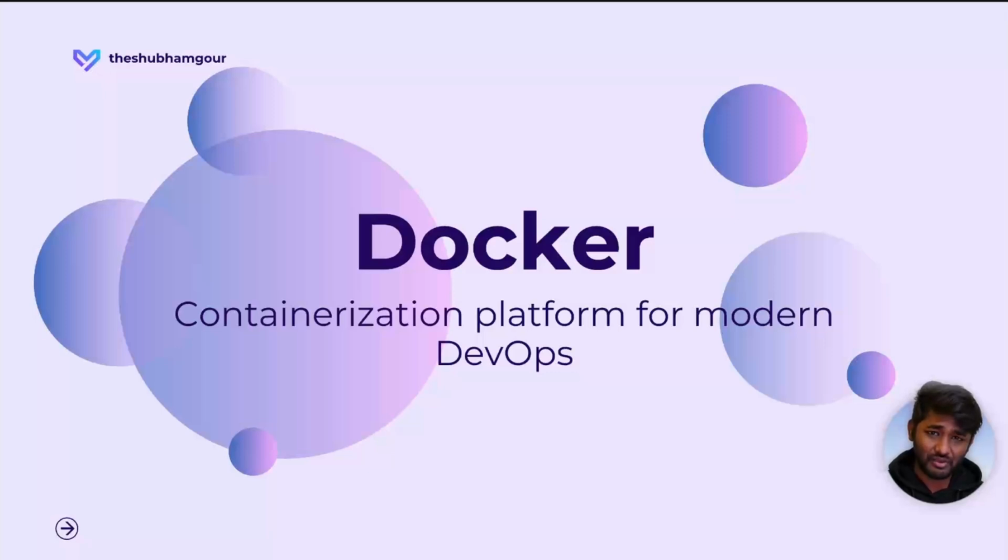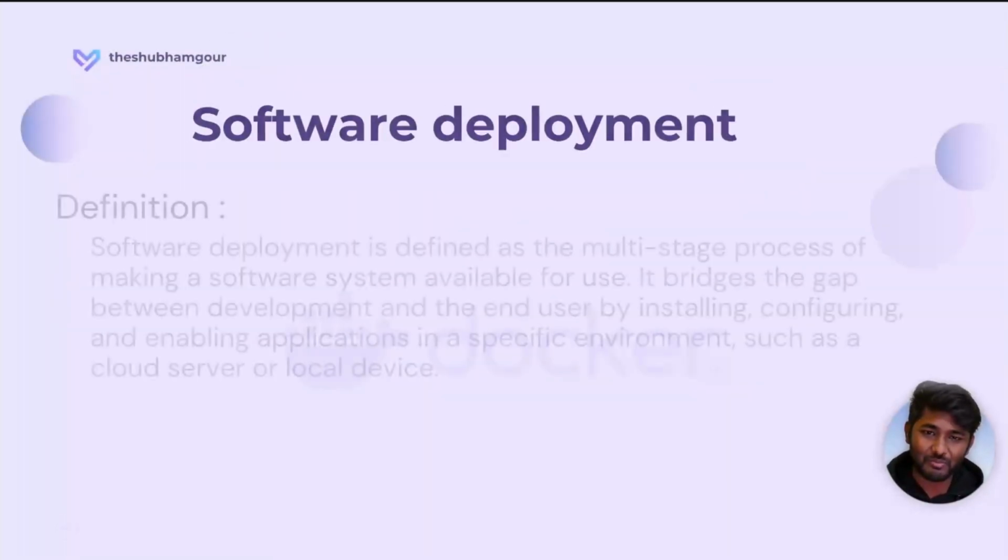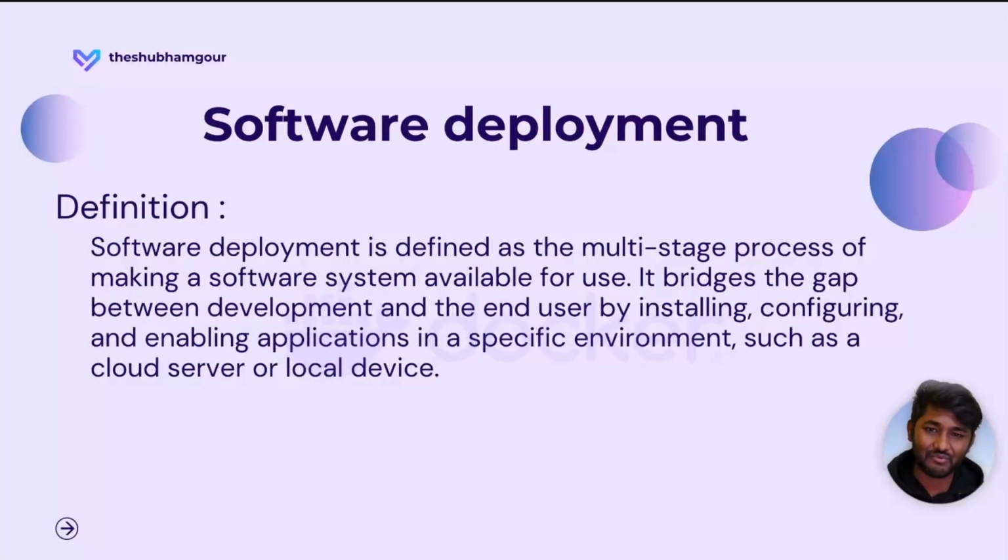Alright, so before we move further, just wanted to discuss one small thing: in DevOps, every tool serves one purpose. Git is known as central version control. Jenkins is used for CI/CD, continuous integration and continuous delivery and deployment. Just like that, Docker is used for containerization, and it is known as a containerization platform for modern DevOps. Now let us move further with the actual topic that we want to discuss, that is software deployment.